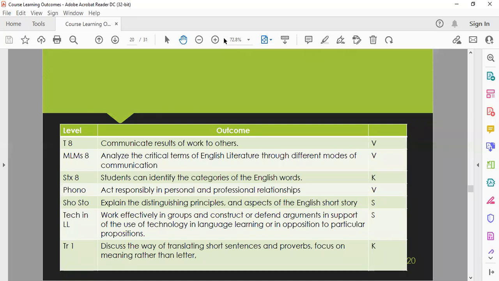Then the Translation 1 course outcome: discuss the way of translating short sentences and proverbs. Focus on meaning rather than letter. I could not understand this. This is a Translation 1 outcome, and it comes under knowledge. The verb is okay, but the whole semantics of the sentence was quite difficult to grasp. I don't know whether you agree with me or not. Yes, colleagues agree with you on the chat box.